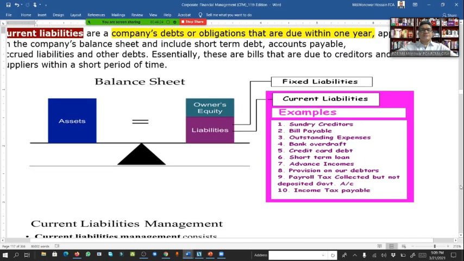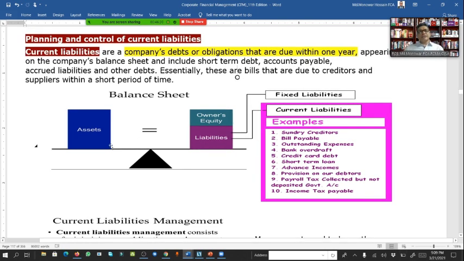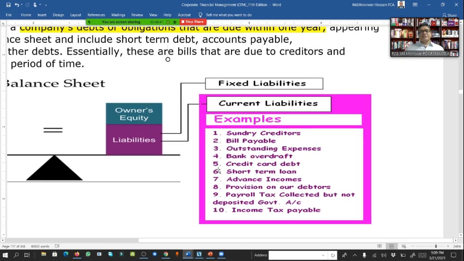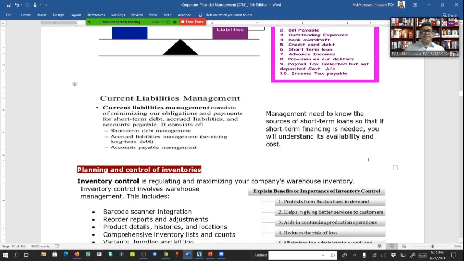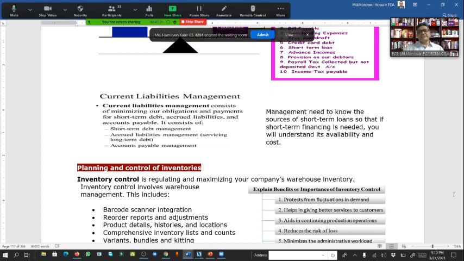If we see it in our balance sheet, we know total assets equal total liability and owner's equity, and within liability there are fixed liability and current liability. Fixed liability is one, and current liability is sundry creditors, bills payable, outstanding expenses, etc. The current liability is part of working capital. So in current liability management, management needs to know the source of short-term loans, so that for the short-term finance needed, we will understand the availability and the cost.